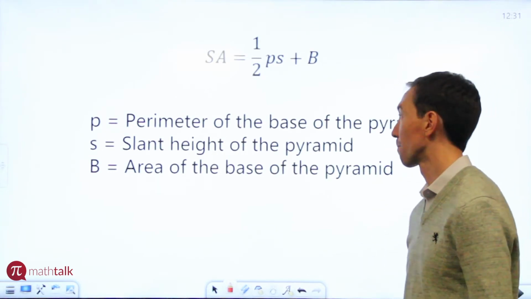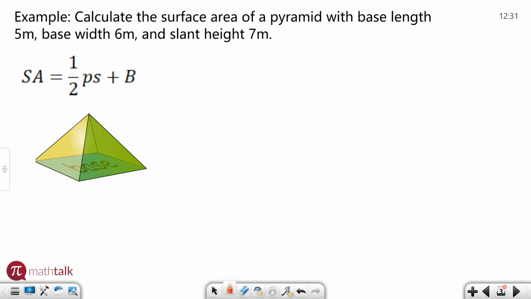So let's look at an example. We have a pyramid shown here, and we have the formula, and we have an example that says calculate the surface area of a pyramid with base length 5 meters, base width 6 meters, and slant height 7 meters. So I'm going to go ahead and fill in that information in my diagram, and we're going to use it in our formula. So we have a length of 5 meters, a width of 6 meters, and it really doesn't matter which one's length and which one's width. And then we have a slant height, which is this height right here, that is 7 meters. So I want to take that information, plug it into my formula and find the surface area.